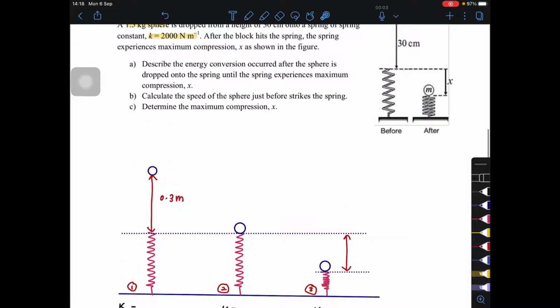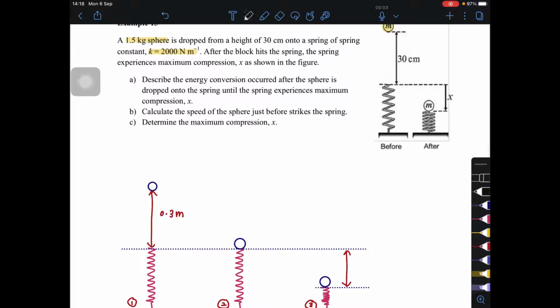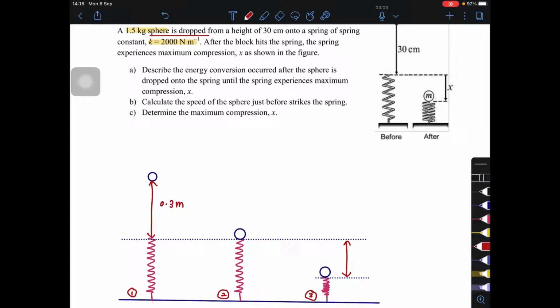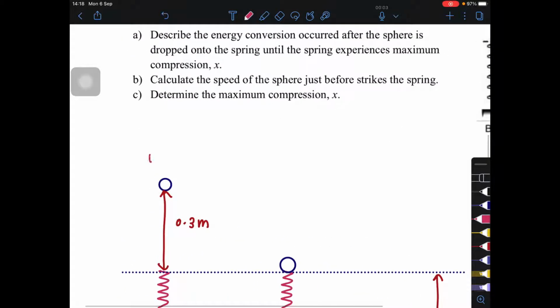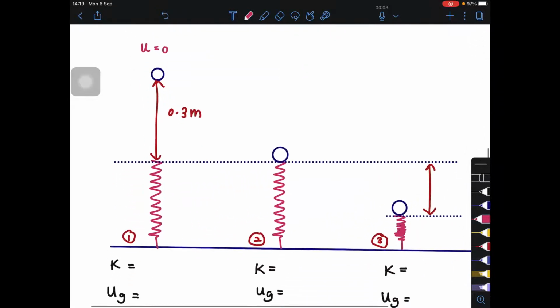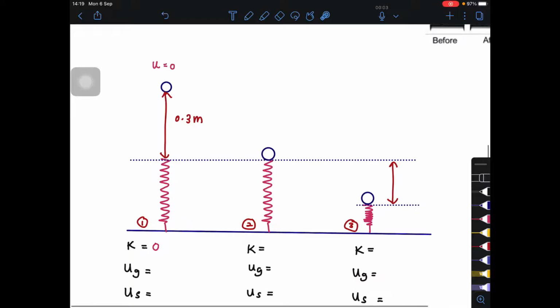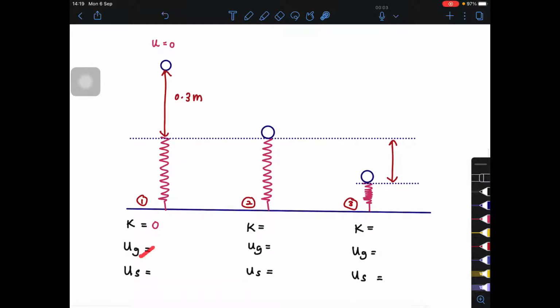Okay, so first, the keyword here, the sphere is dropped, meaning that dia dilepaskan dalam keadaan velocity sama dengan kosong. So here I can say the velocity is equal to 0. So if the velocity is equal to 0, kinetic energy is also equal to 0, no kinetic energy. And this one, we have a height here, 0.3 meter. Before we can identify whether it involves the gravitational potential energy or not, kita kena define. Okay, remember I forgot one step.